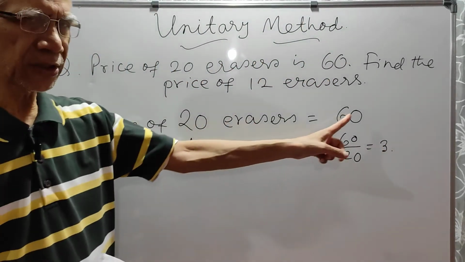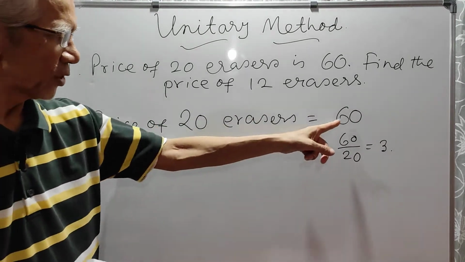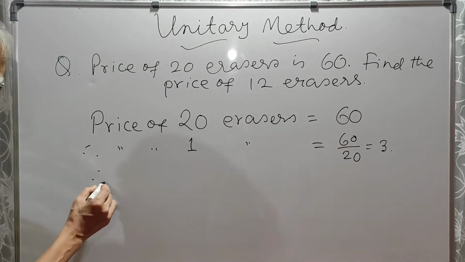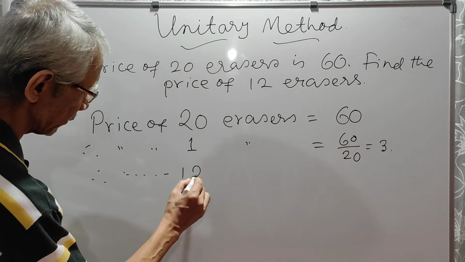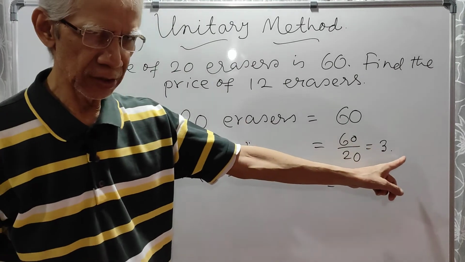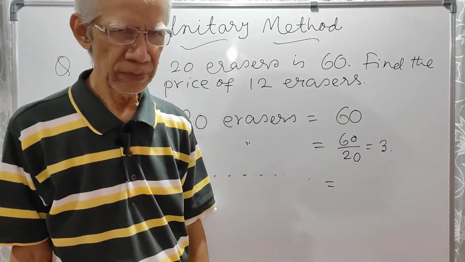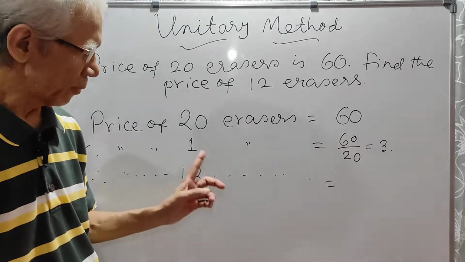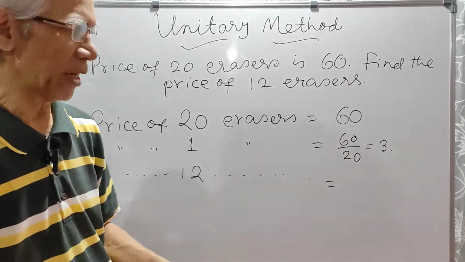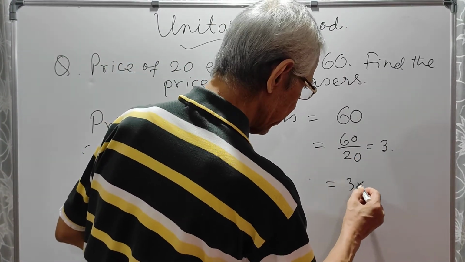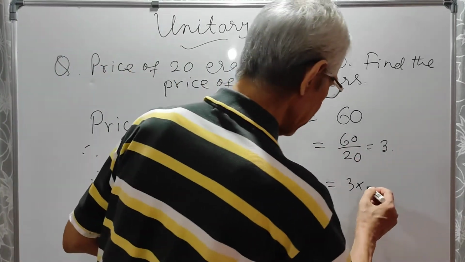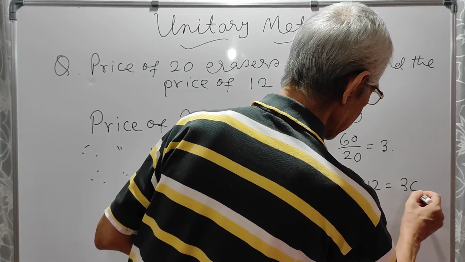So price of 20 erasers is 60, so price of 1 eraser will be 60 by 20, that means 3 rupees. Now we have to find out the price of 12 erasers. Therefore, the price of 12 erasers will be equal to what? Now see, the price of 1 is 3. The price of 12 will be definitely more. You also have this common experience: price of 1 eraser is 3, now if you want to buy 12, definitely the price will be more. So we'll multiply 3, again multiplying right number by left number. So right number is 3, left number is 12. So 3 into 12 means 36. So this is the answer.